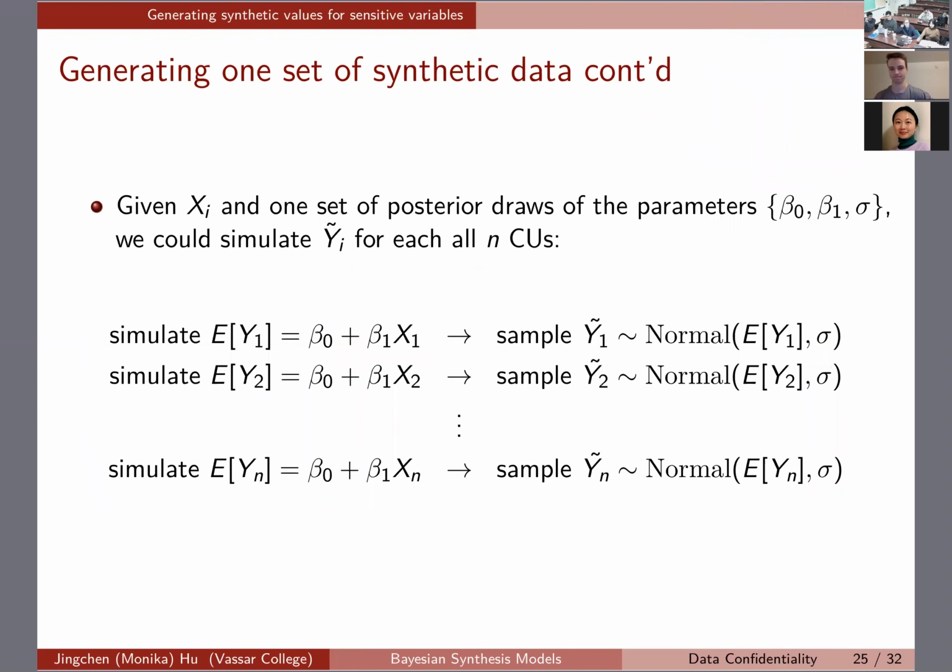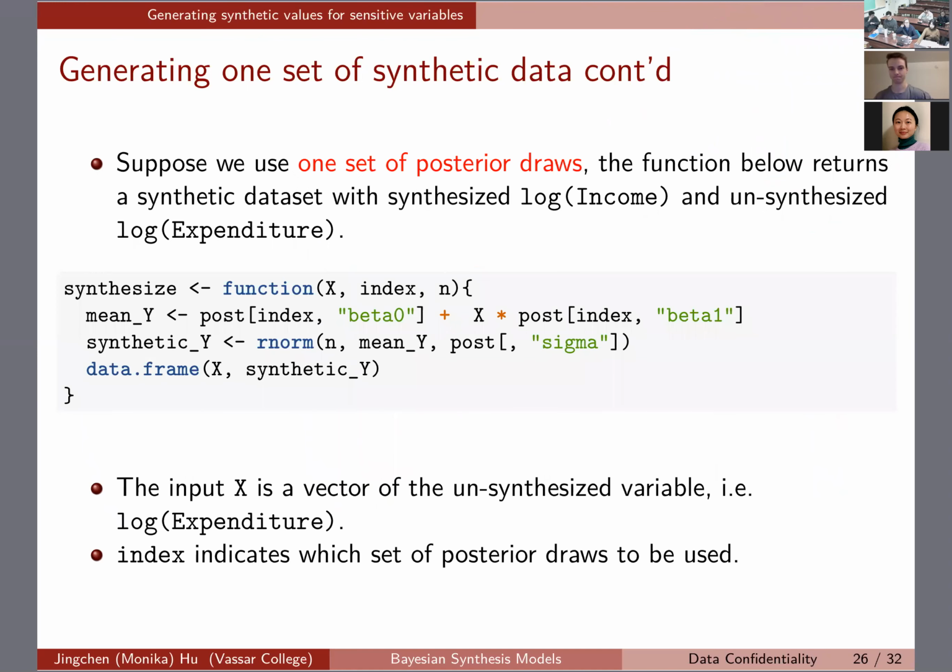If you read the function that I wrote here, I'm saying that suppose we use one set of posterior draws, that is just one of them, one draw for each, a triplet of beta 0, beta 1, and sigma.